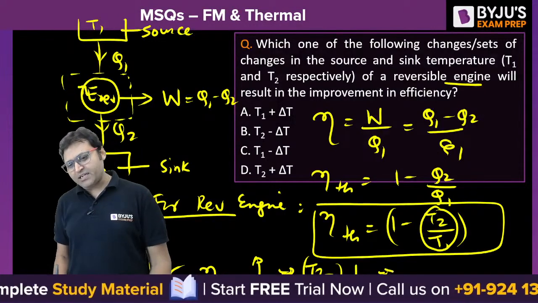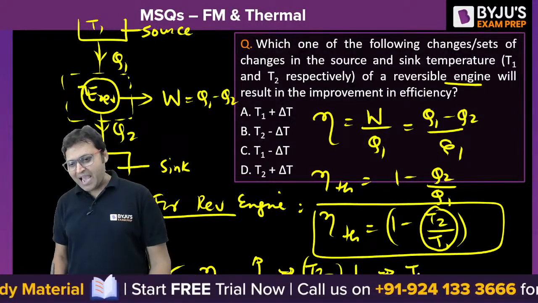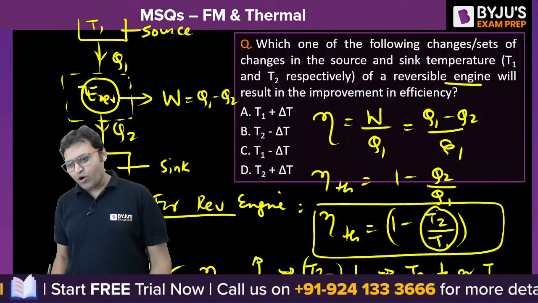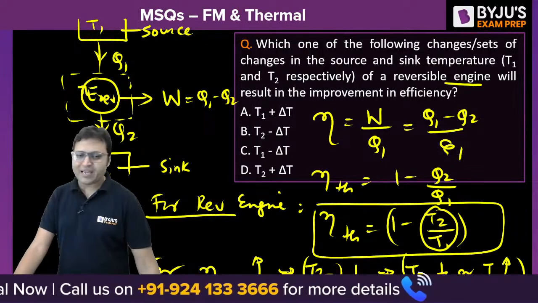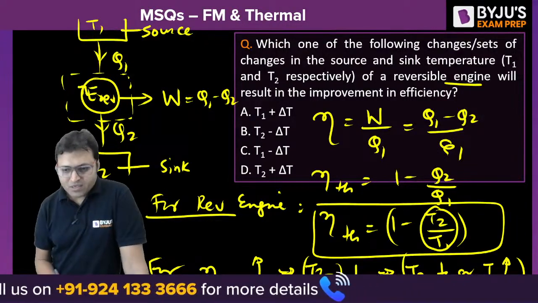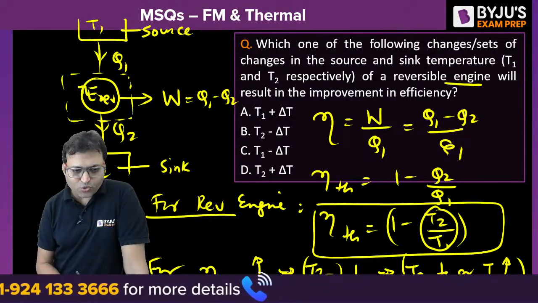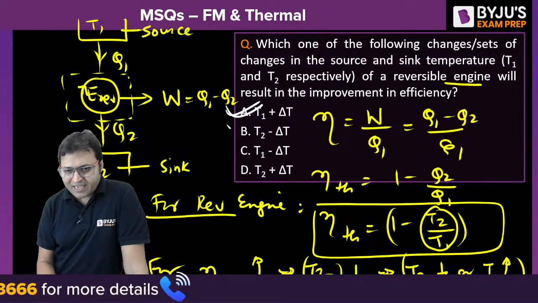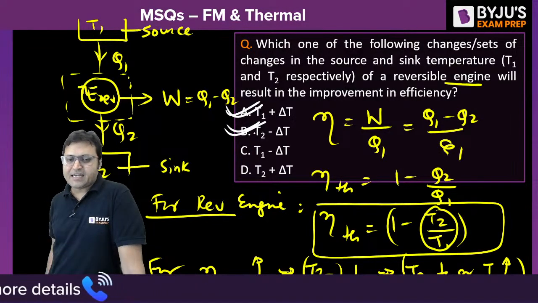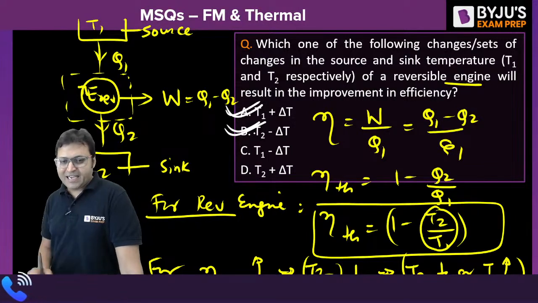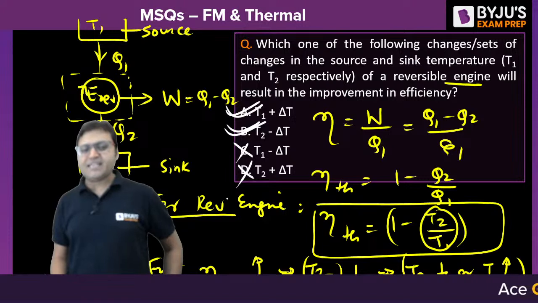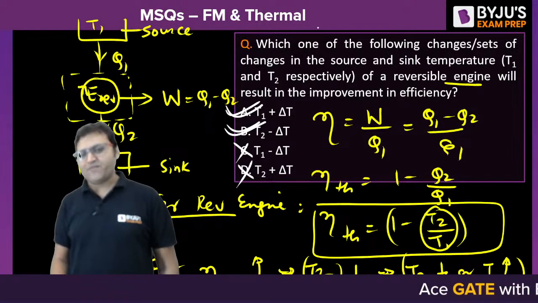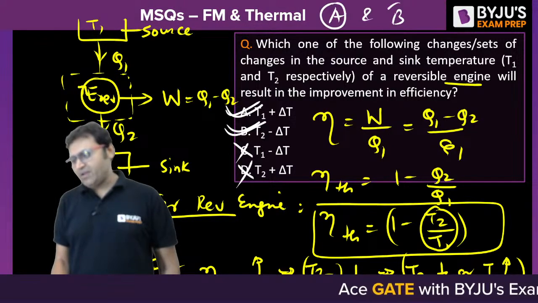And how to decrease T2 by T1? Either T2 decreases or T1 increases. Either there is an increase in the source temperature or there is a decrease in the sink temperature. A and B. Decreasing the source temperature will reduce the thermal efficiency. Increasing the sink temperature will reduce the thermal efficiency. So A and B will be the answer.